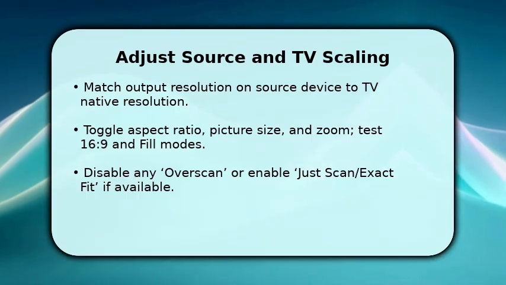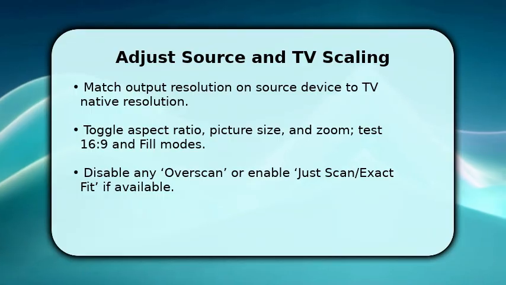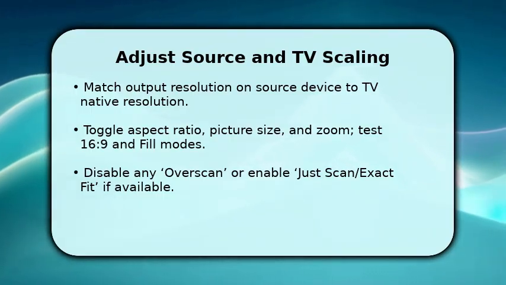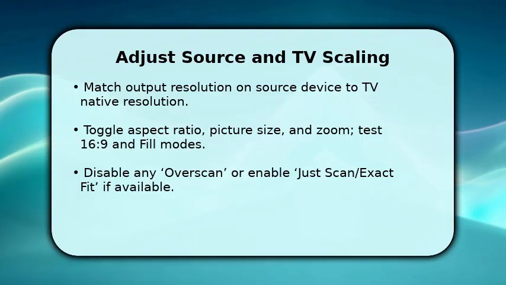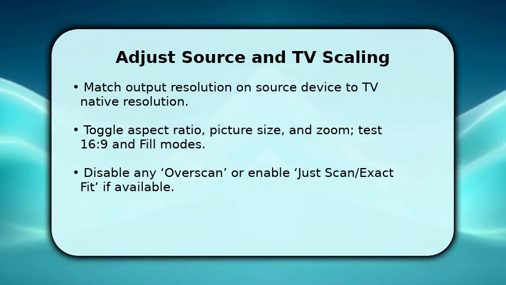Then on the TV, try aspect modes: 16:9, fill, or screen fit. Choose the one that shows all edges without distortion. Make sure overscan is off or use just scan/exact fit so pixels map 1:1 and text stays sharp.